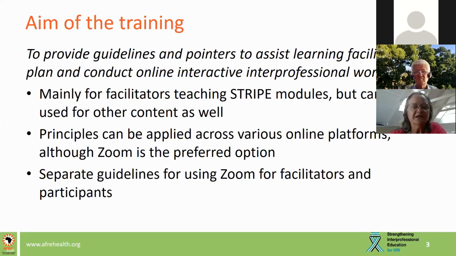The principles can be applied across various online platforms, although Zoom is the preferred option for us in the Stripe project, as we talked about with the Zoom licenses last week. There are separate guidelines for using Zoom for facilitators and participants, and Ian showed you the guidelines last week. Okay, I'm going to hand over to Ian now. Thank you, and enjoy the afternoon or the hour.